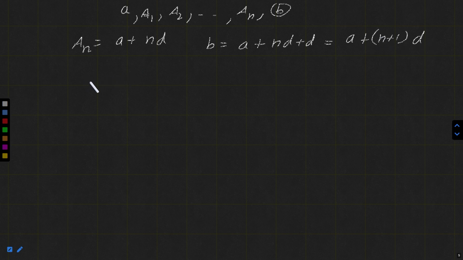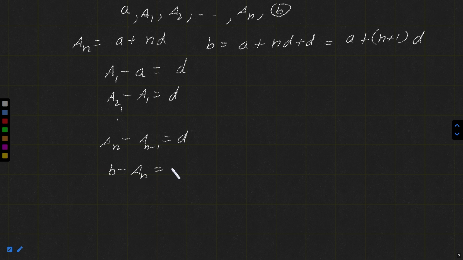Okay, and if you try to see that, A1 minus A is equal to D, A2 minus A1 is also D, till AN minus AN minus 1 is also D, and B minus AN is also D. So this is 1, this is 2, till this is N, and this is N plus 1. So I have N plus 1 equations in total.